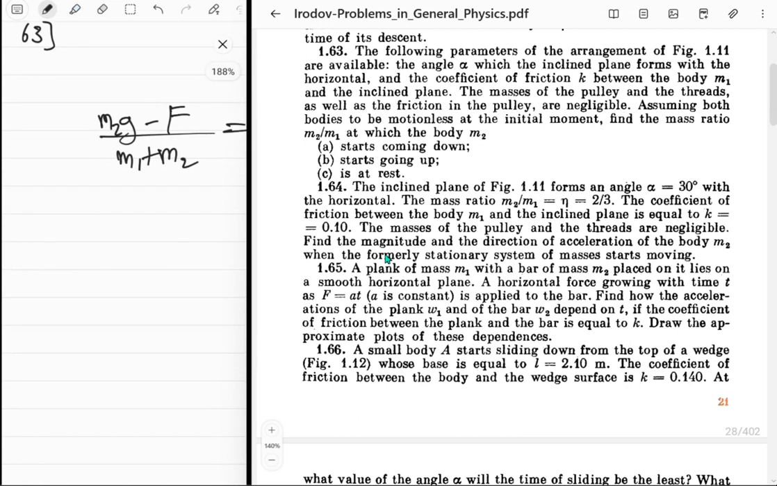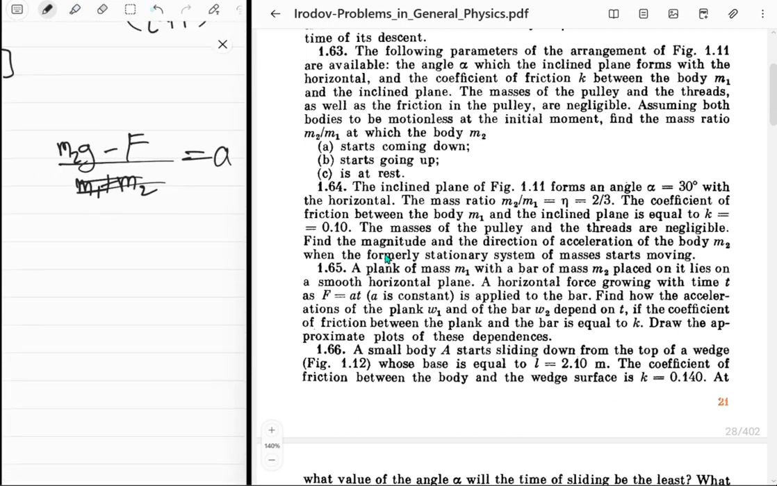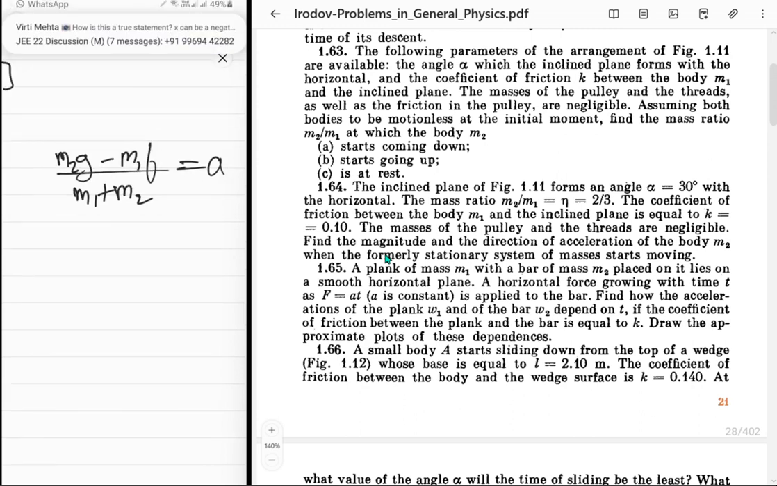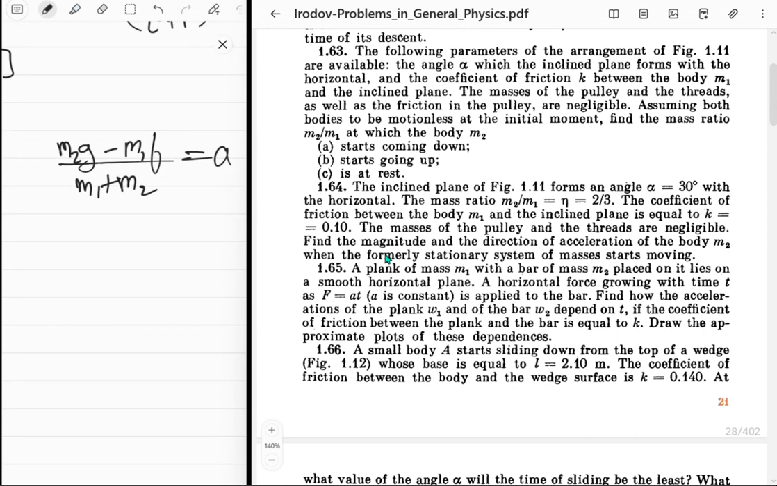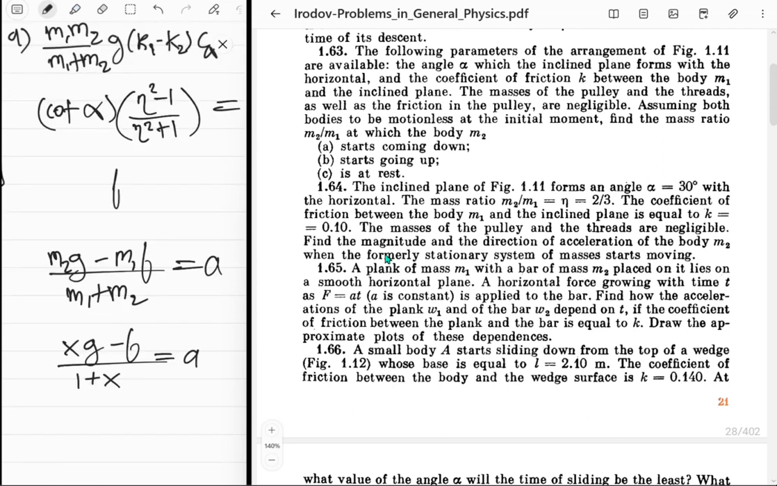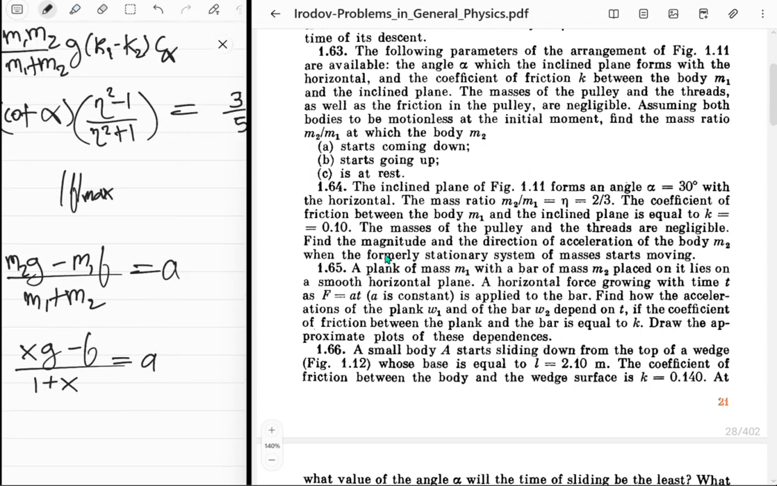So in that case, or in fact, just write it differently, right? Just call this thing M1 times F, that's the frictional acceleration. Nothing to worry about. So I'm going to write it differently. Call M2 upon M1 as, I don't know, K. K we already used, so that can't be used anymore. X, yeah. So (X times g minus F) upon (1 plus x) is equal to a, and F max, the maximum magnitude of the frictional acceleration, will just be equal to mu times g.